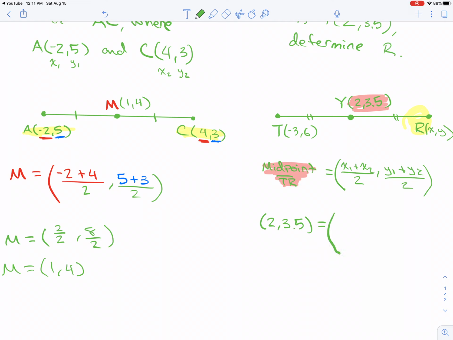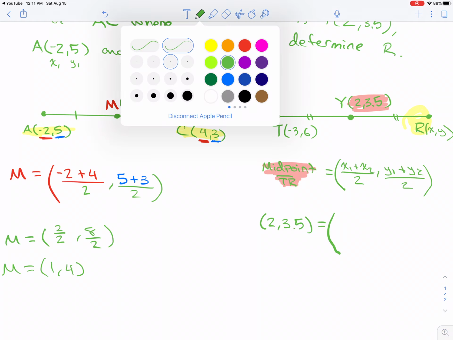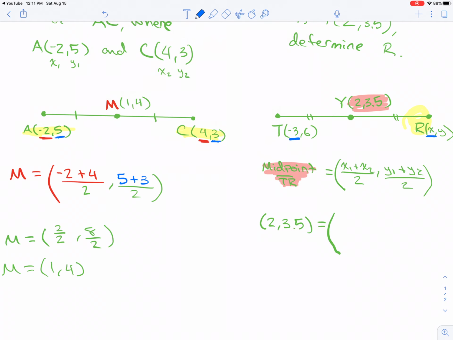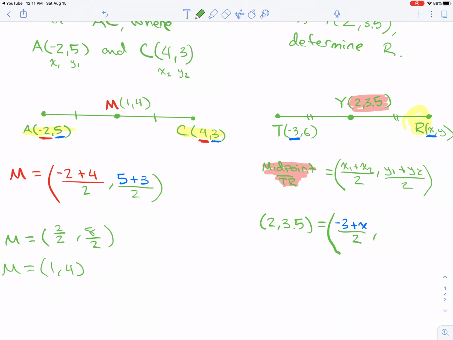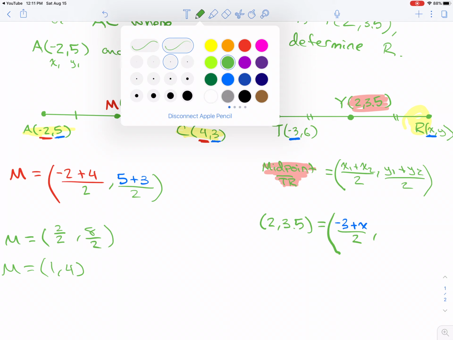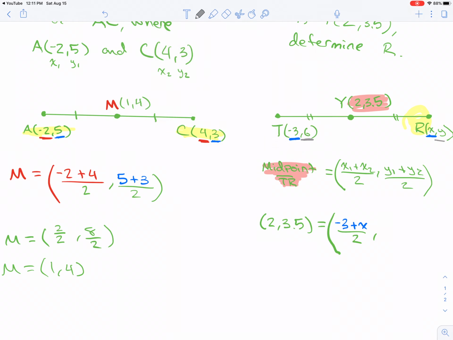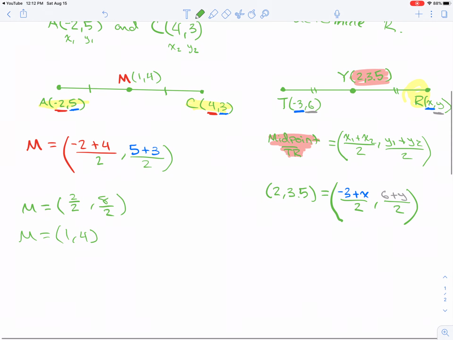All right, so according to the midpoint formula, I'm going to take x plus x divided by 2. And then the y coordinates, let me use a different color. So 6 plus y. If you wanted to use subscripts, you could. I'll just use x and y to keep things simple. So if we can solve this for x and y, then we'll have the endpoints of, or the coordinates of point R.